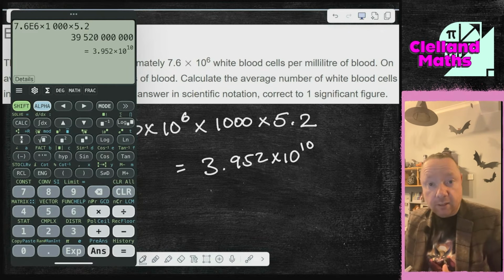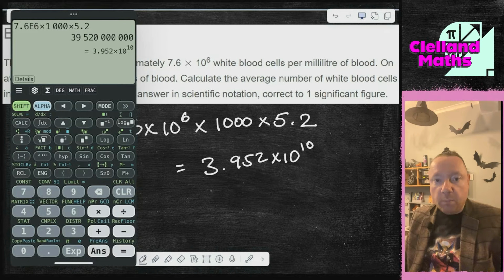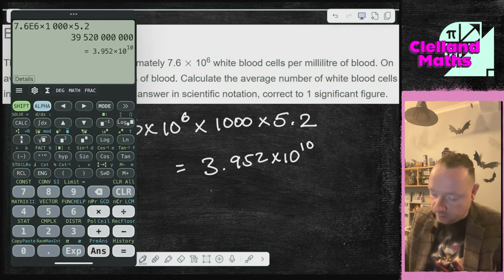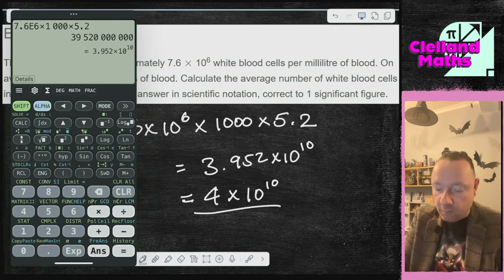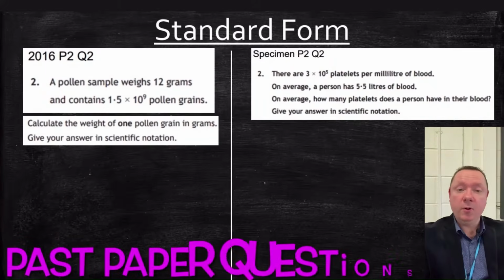Now, if your calculator is big enough that it can display the whole number, you will have to change it to scientific notation yourself. But it then says one significant figure. Well, that's just the first number I come to, so 9 rounds up to 4. So it's 4 times 10 to the power of 10. And we're done there.